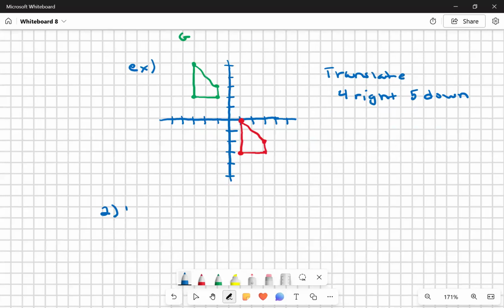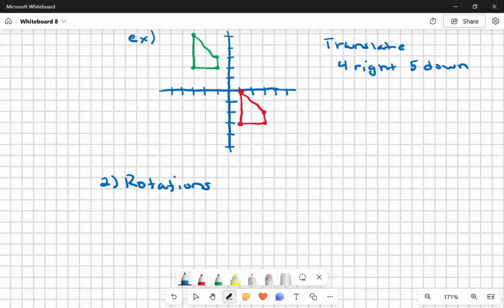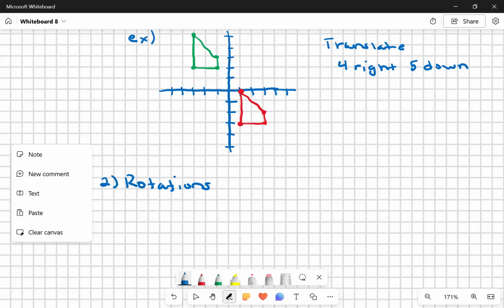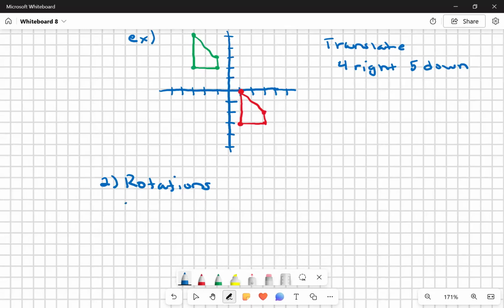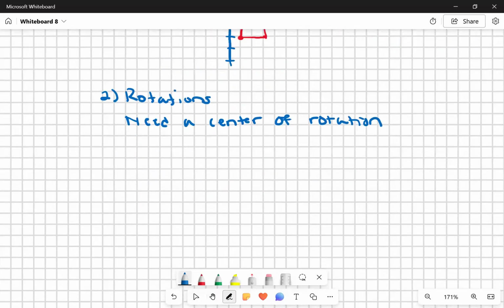Rotations, it's the next mapping that we're going to look at. So for rotations, we need to have a center of rotation. Sorry, I bumped the screen. So we need a center of rotation. So something has to be what we're going to rotate about. Okay. Like we have to have that in order to do any sort of rotation.